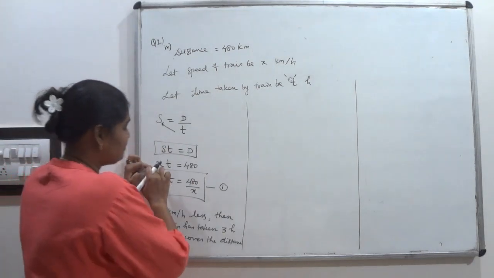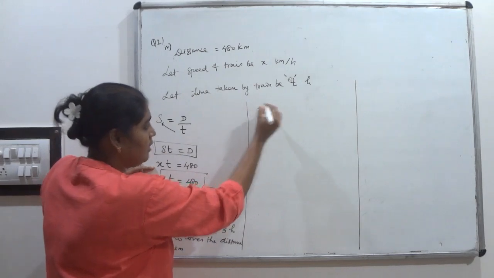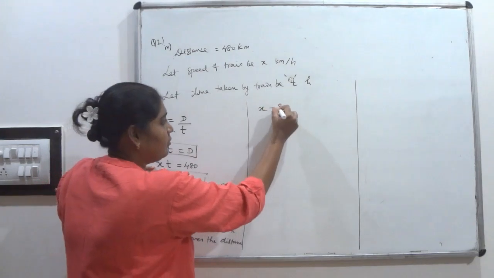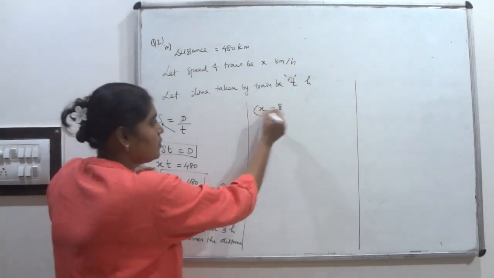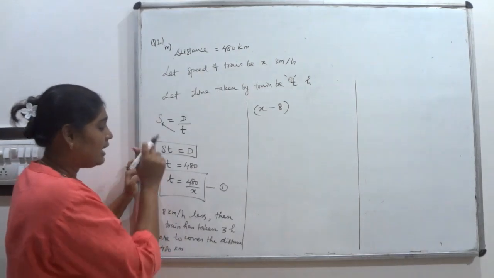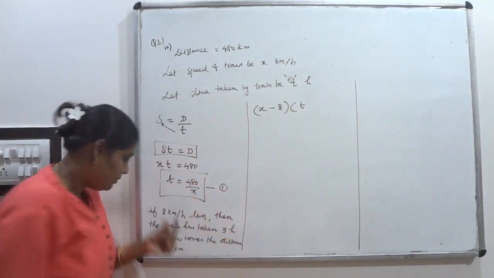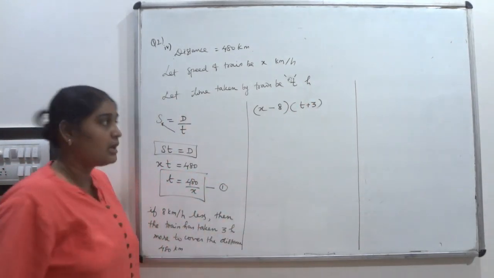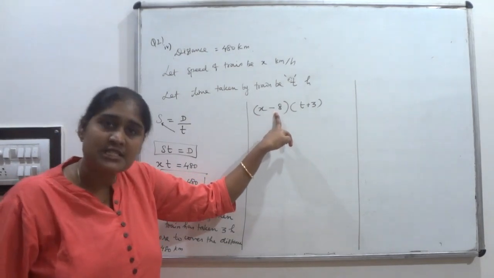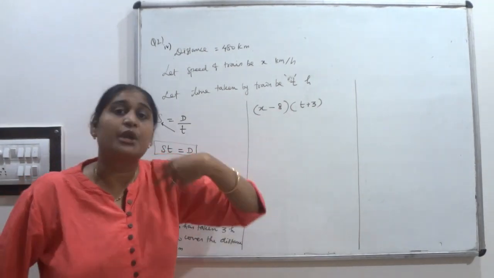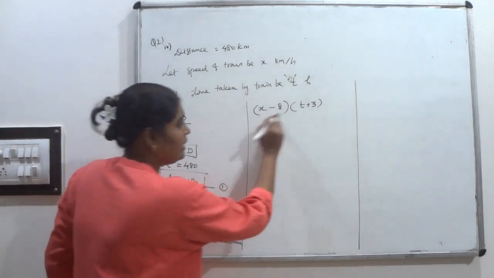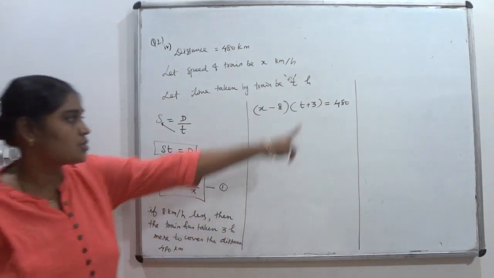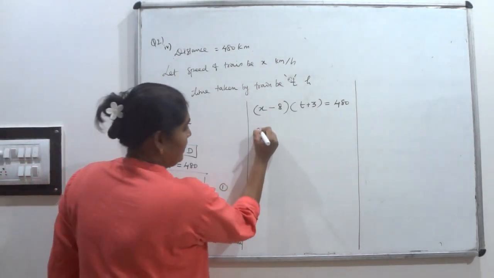See, the speed I have taken as x. Here, how much kilometer per hour is the speed less? 8 kilometer per hour less. So x minus 8. And the time takes 3 hours more, so what do I have to do? More means plus 3. Why did I put minus here? Because the speed is less, that's why minus. Here the time taken is more, that's why plus 3. Speed into time is equal to distance, the same distance is going to be covered. So 480 equals x minus 8 times t plus 3.